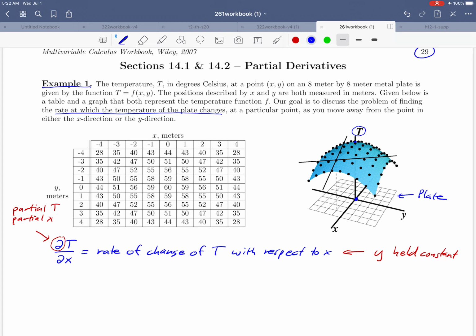Then similarly, if we want to talk about the rate that the temperature changes in the y direction, we're talking about partial T, partial y. And in this case, we'd be holding x constant.